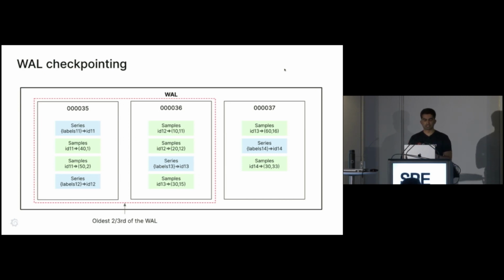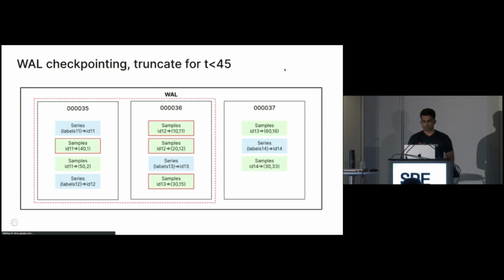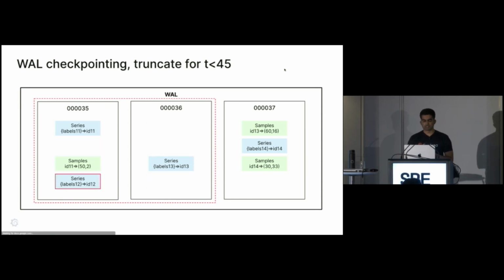We choose the oldest 2/3, and we say that we want to truncate everything for timestamp less than 45, because let's say the head was compacted up to time 45. We want to truncate everything that was in this before 45. So I have highlighted in the red boxes the samples that are under 45. So we just remove them.